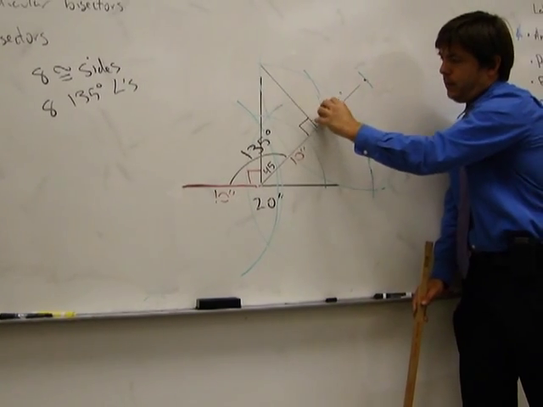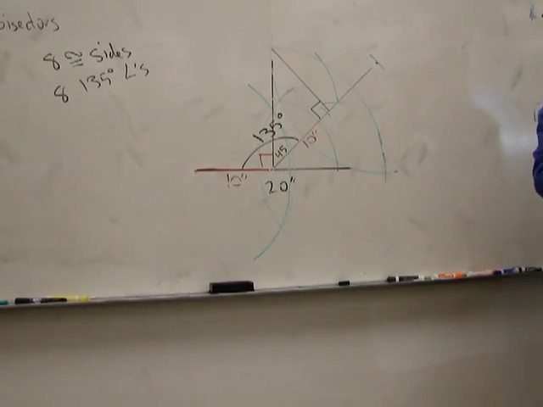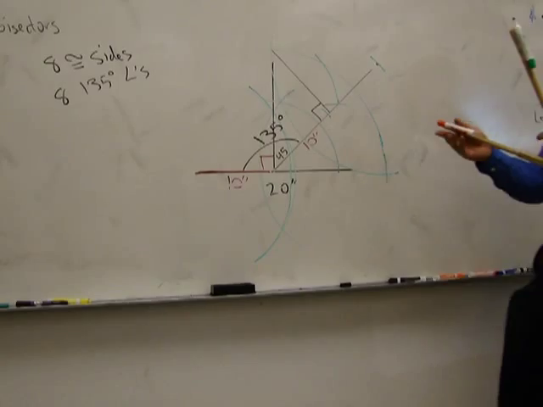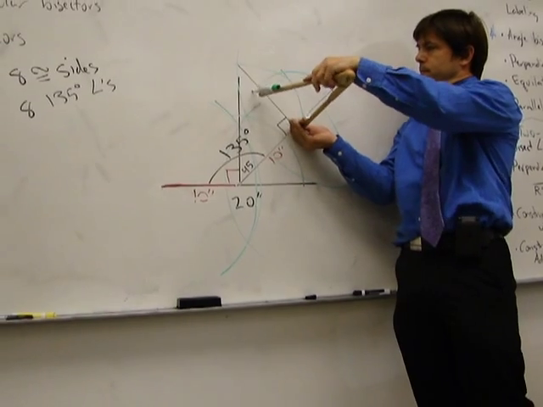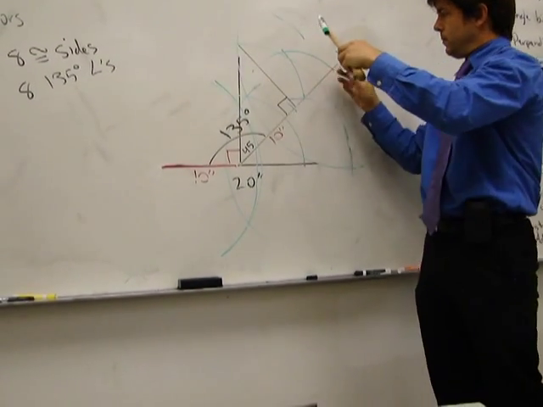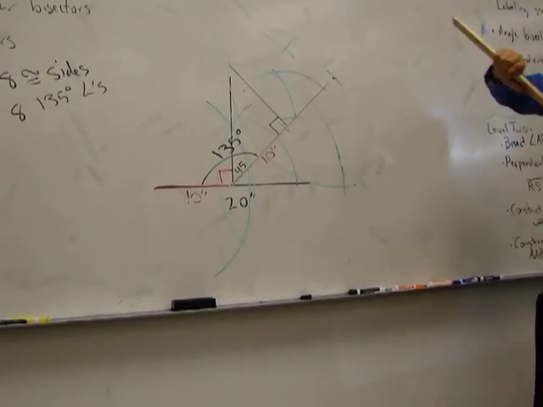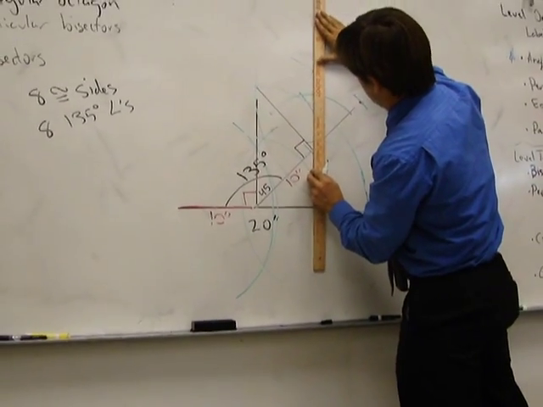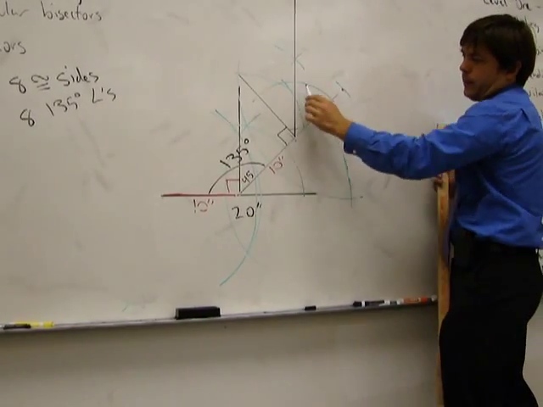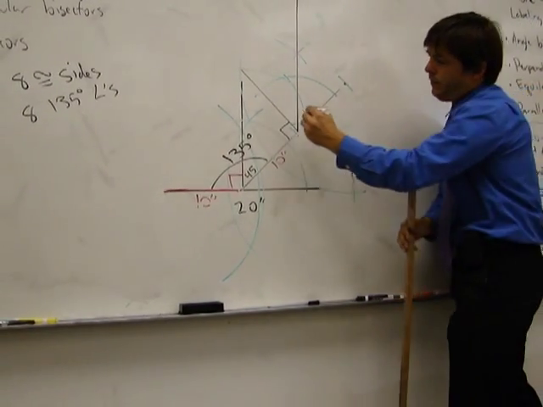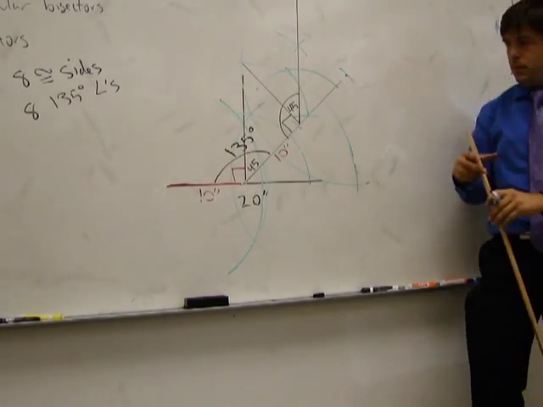And what's the measure of this angle here? 90. Also 90. So if I bisect this one, I'll be making another 45. So what I'm going to do is bisect this angle right here. When I bisect this angle, what's the measure of this little angle right here? 45. So now, what's the measure of this larger angle? 135.